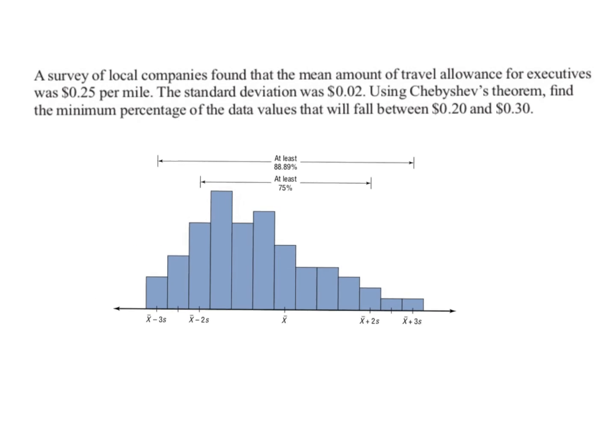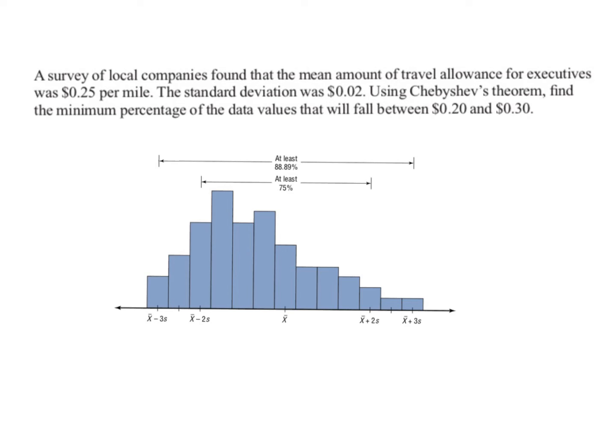What we're trying to figure out now is the minimum percentage of data values that will fall between 20 cents and 30 cents. Now, let me show you a picture. Okay, so here's that same picture.